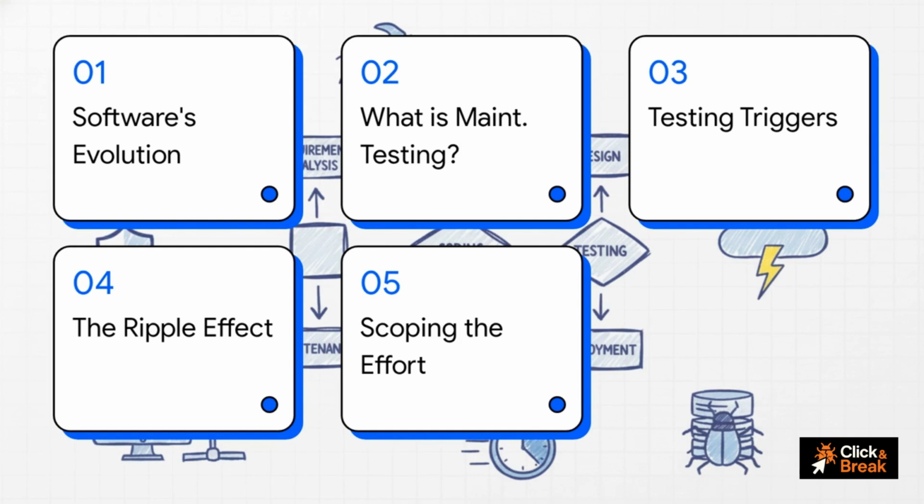All right, so here's how we're going to break this all down. First, we'll get a solid definition of what maintenance testing actually is. Then we'll look at what kicks it off in the first place, and explore how just one tiny change can create a huge ripple effect. And finally, we'll tackle the big one. How on earth do you know when you've tested enough?